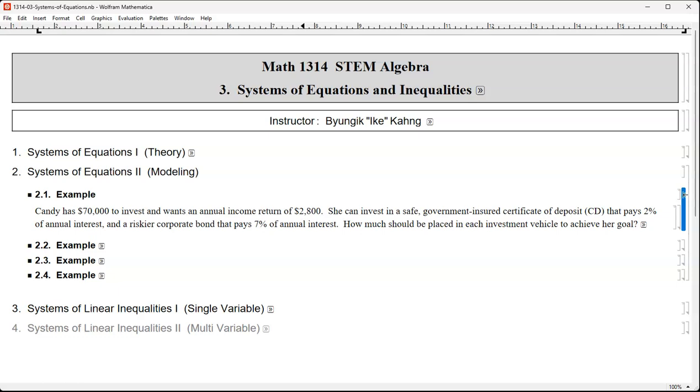So did you get it done? Did you set up correctly? Candy has $70,000 to invest and wants an annual income return of $2,800. She can invest in a safe government-insured certificate of deposit that pays 2% annual interest and a riskier corporate bond that pays 7% annual interest. How much should be placed in each investment vehicle to achieve the goal, assuming we indeed have 2% and 7% in the end?